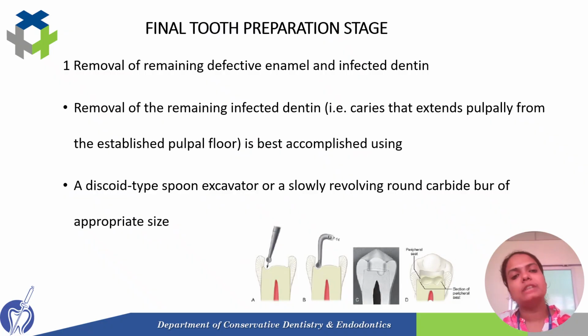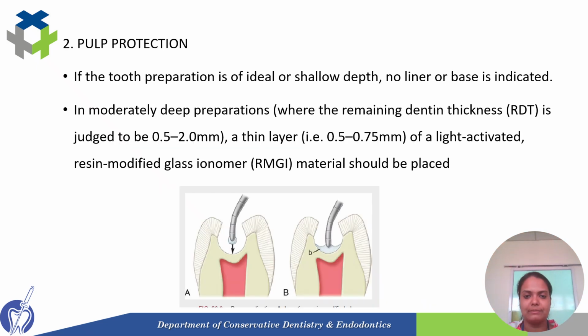Now, what are the various final tooth preparation stages? Removal of the remaining defective enamel and infected dentin. That is, we have to remove any infected dentin, especially from the pulpal floor. And mainly we use a spoon excavator or a slowly revolving round carbide burr of the appropriate size.